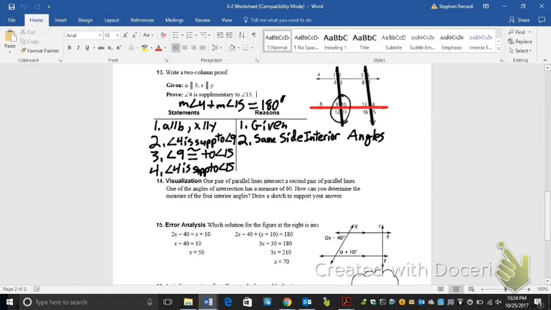So now we look at 9 and 15, and we can see that they are alternate exterior angles. They are on the exterior of the parallel lines, and they are on opposite sides of the transversal.